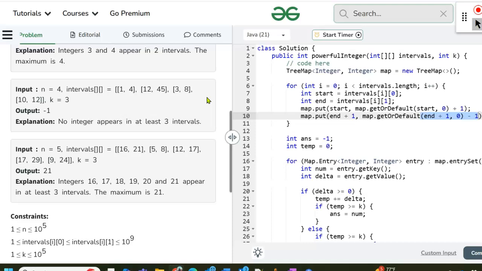Now the reason this is n log n, we're not actually doing a sort, but the tree map internally is doing a sort, so we have to count that. The tree map operations are not O(1), they're O(log n), so we have to count that.